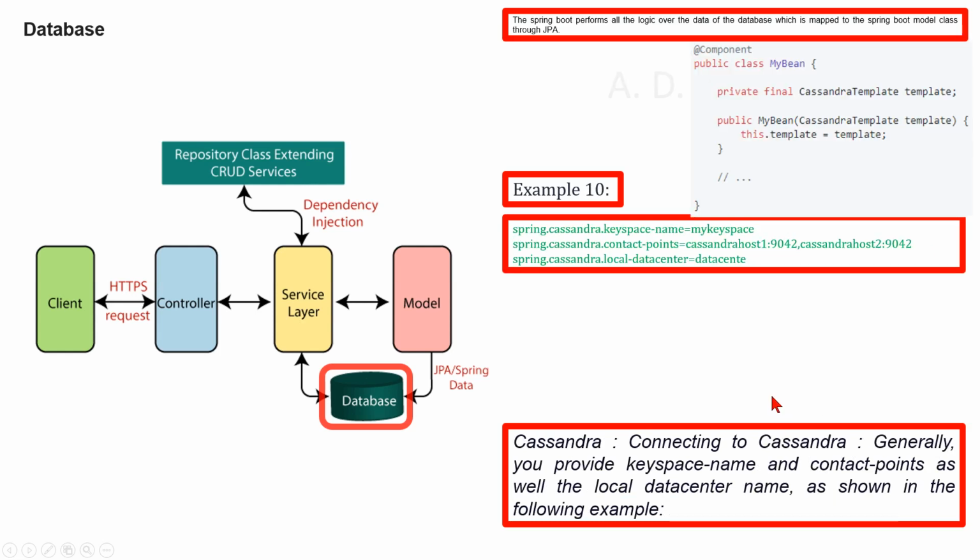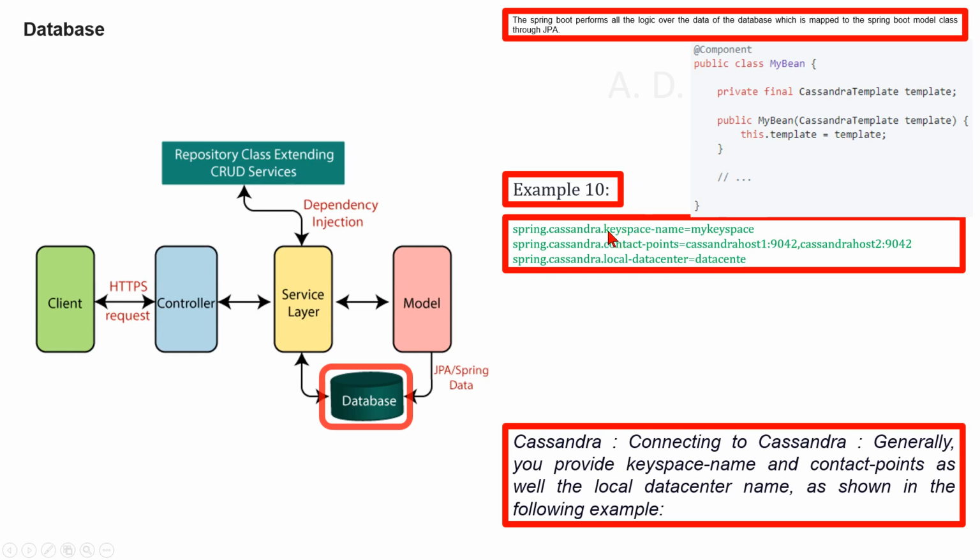Now we are considering connecting to Cassandra. In Cassandra, generally you provide a keyspace name and contact points as well as the local datacenter name, as shown in the following example. You can inject an auto-configured CassandraTemplate or a CqlSession instance as you would with any other Spring Bean.